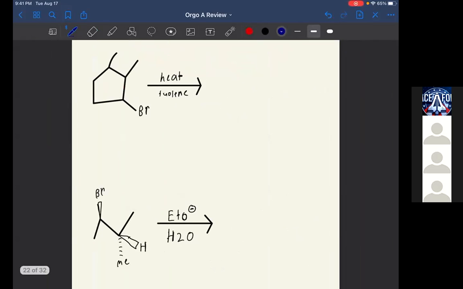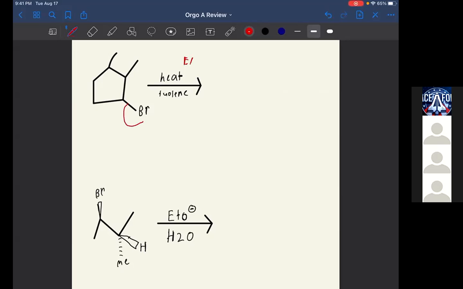So for this one, you have toluene and heat. So what's that going to favor? SN1, E2, E1, SN2. It's going to favor E1 because heat and toluene is one of those rare instances where it favors E1. And E1 follows Zaitsev's rule all the time, meaning that it is always going to form the most stable alkene.